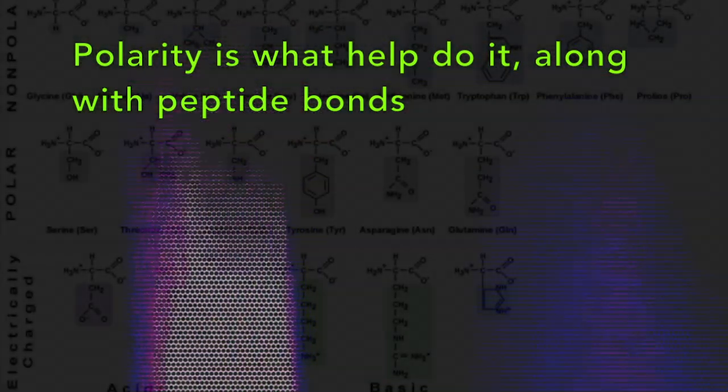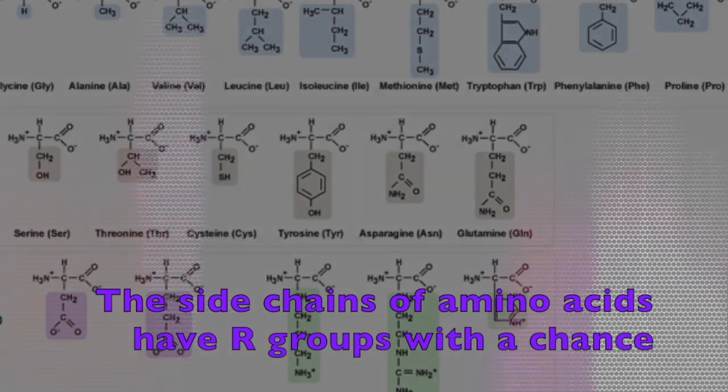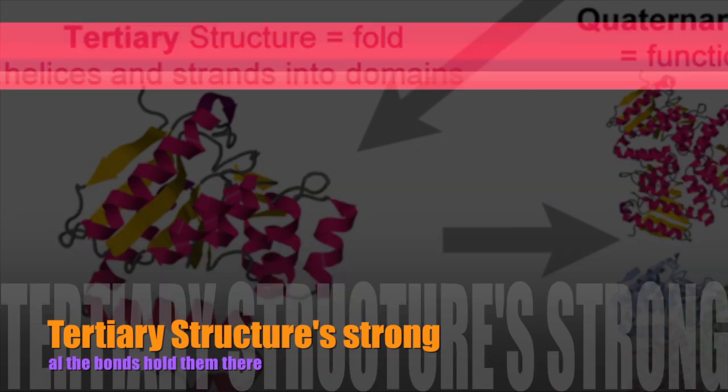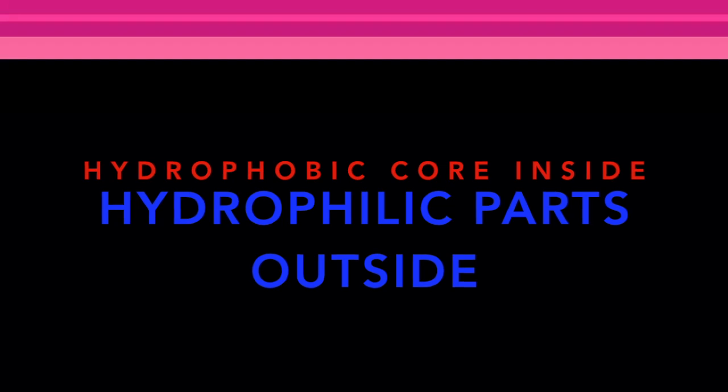Along with peptide bonds, the side chains of amino acids have R groups with a chance to take their flexing or their stressing to get closer and advance. Tertiary structure is strong. All the bonds hold them there: covalent and ionic bonding, disulfide bridges, and H bonding. Hydrophobic core inside, hydrophilic parts outside.